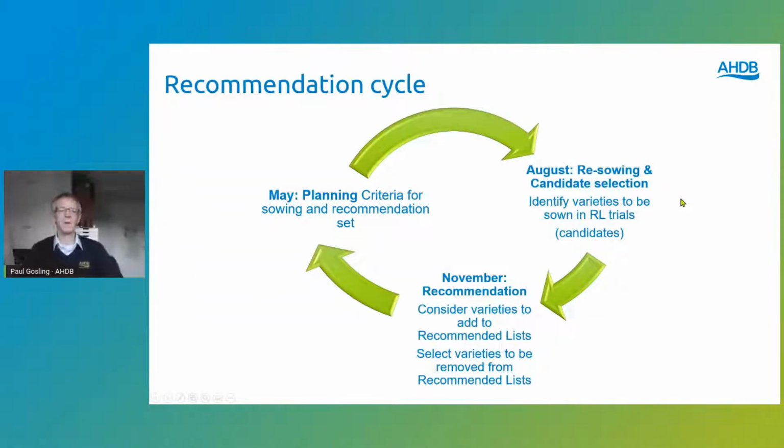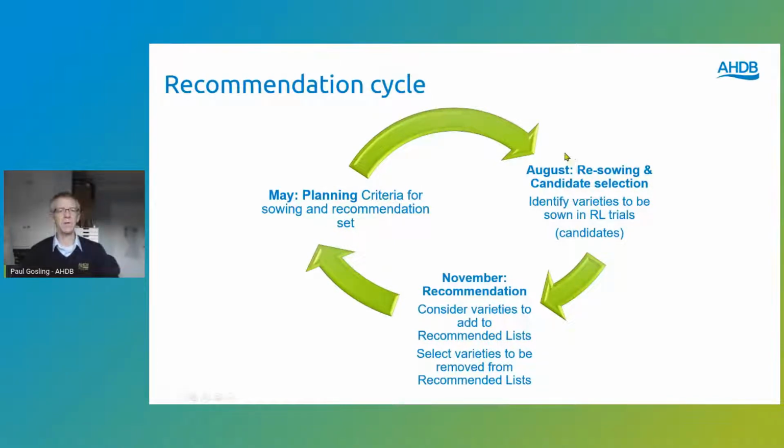The recommended list is a cycle. It just goes round and round in circles every year. Starting in May, the committees have their separate planning meetings, and they select the criteria which they'll use for sowing and recommending varieties at the coming meetings.